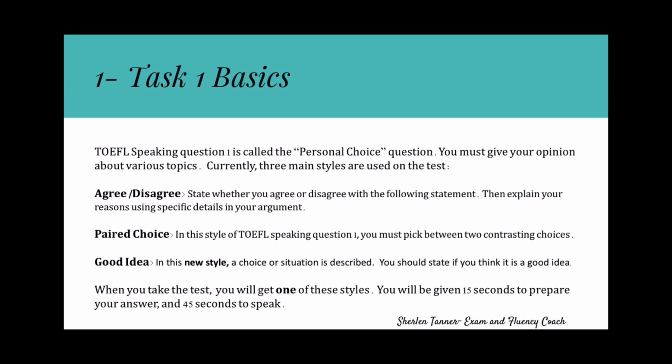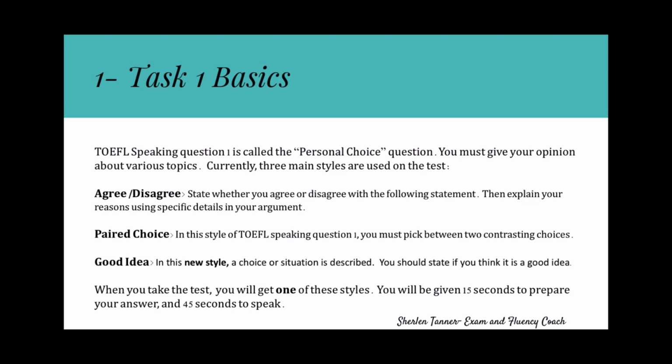TOEFL speaking question one is called the personal choice question. You must give your opinion about various topics. Currently, three main styles are used on the test. The first one is agree or disagree: state whether you agree or disagree with the following statement, then explain your reasons using specific details in your argument.